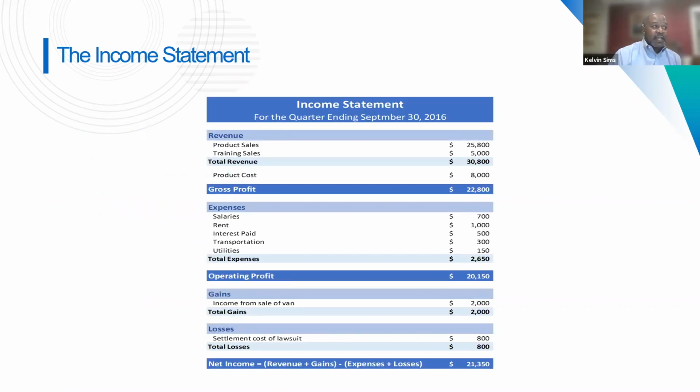So here is an example of an income statement. Our product, we said, was 25,800, and training 5,000, giving us a total revenue of 30,800. Our product cost, or our cost of goods, so to speak, is $8,000, giving us a gross profit of 22,800. Now we have some expenses. Our expenses are salaries, rent, interest paid, transportation, and utilities, totaling $2,650, giving us an operating profit of $20,150.